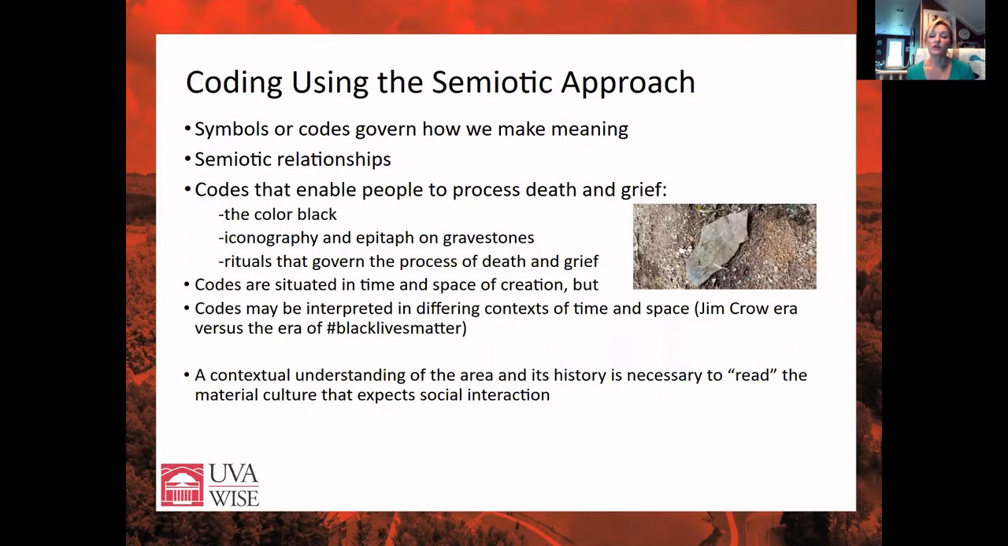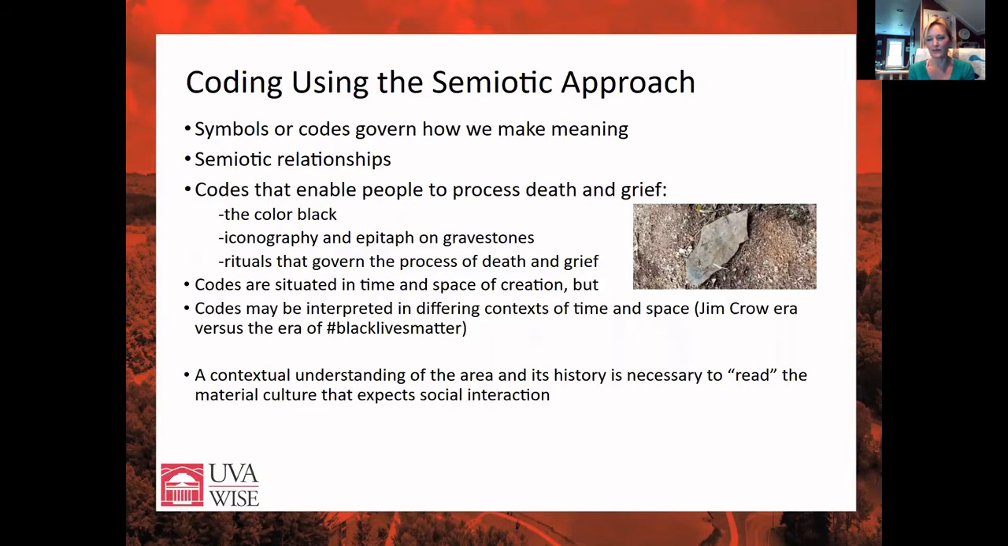And though they're situated in the time and space of creation, and we have to think about that, they may be interpreted in differing contexts of time and space. For example, how I would read this cemetery during the Jim Crow era versus the era of the Black Lives Matter movement would be very, very different. And so we take that into consideration as well. So a contextual understanding of the area and its history, which we went over in part 4, would be necessary to read the material culture that expects social interaction.